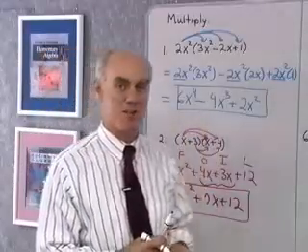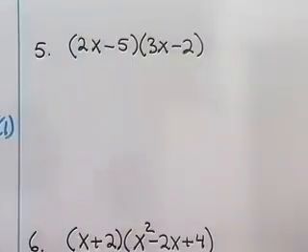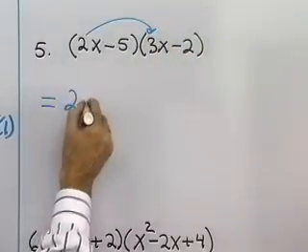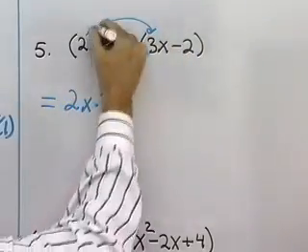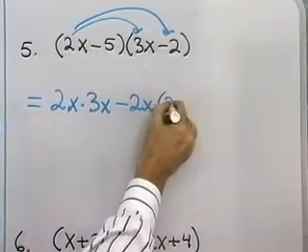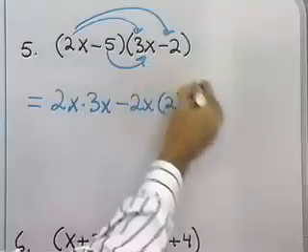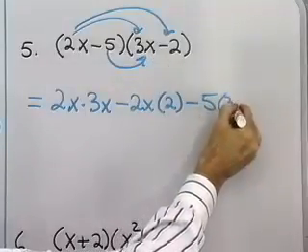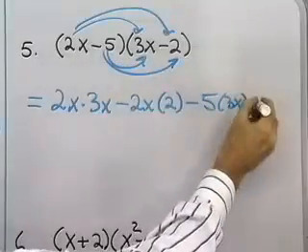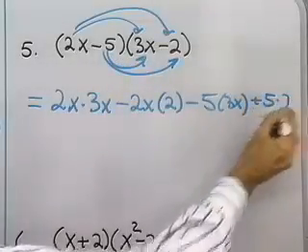Let's try another multiplication problem with binomials. 2x minus 5 times 3x minus 2. I'll multiply 2x times 3x, and then 2x times negative 2, and then negative 5 times 3x, and then 5 times 2. Negative times negative is positive, so I'll take care of that sign right there.